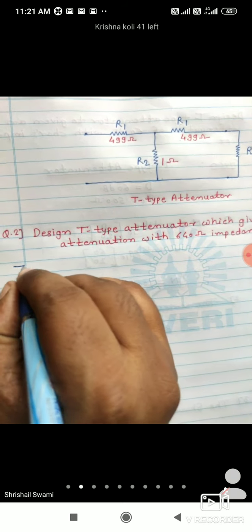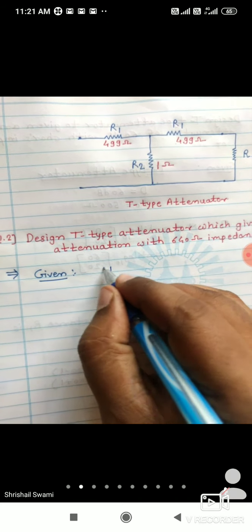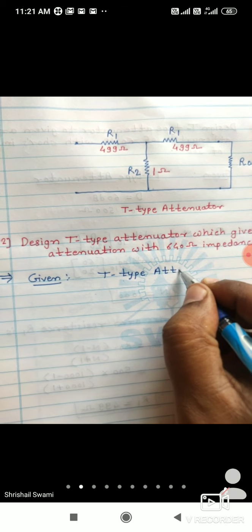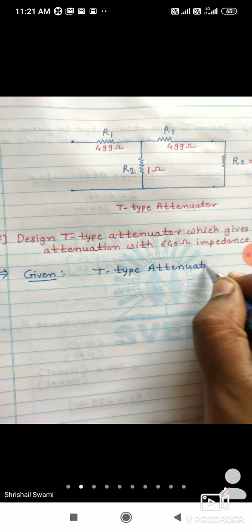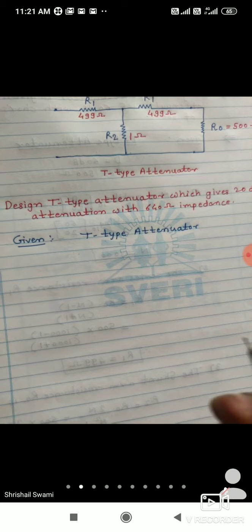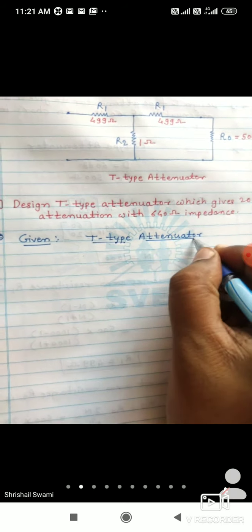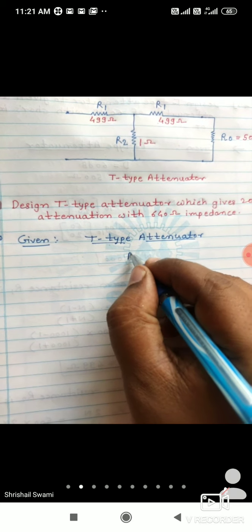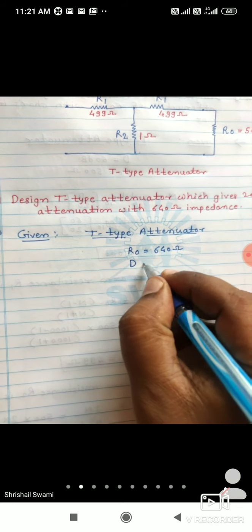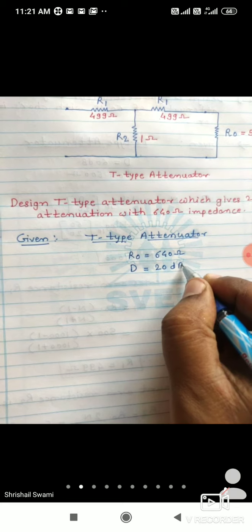Chalo. So given things, you have to design the T-type attenuator. Either you can draw the T-type attenuator at the early stage or at the last, your option. So for the T-type attenuator you write R1, the value of R0 is given as 640 ohm, and the attenuation is given in decibels, that is D equal to 20 dB.